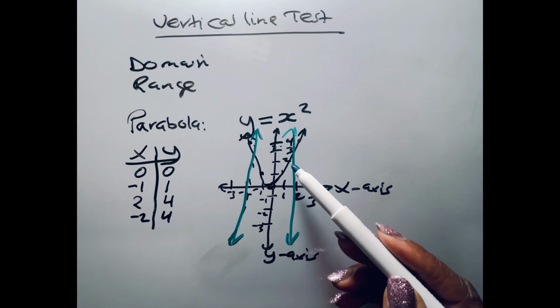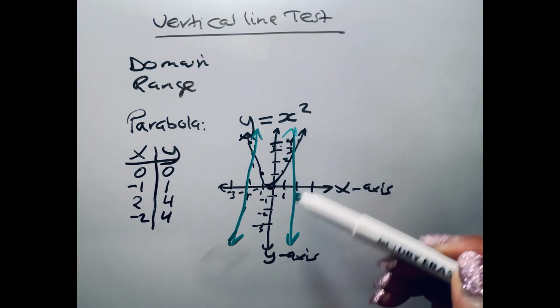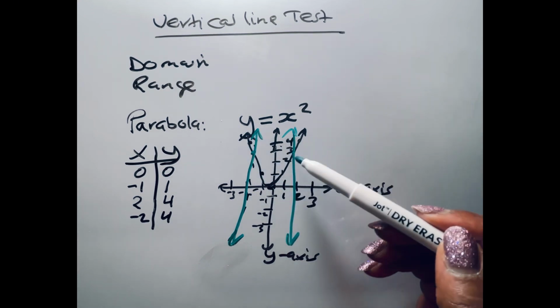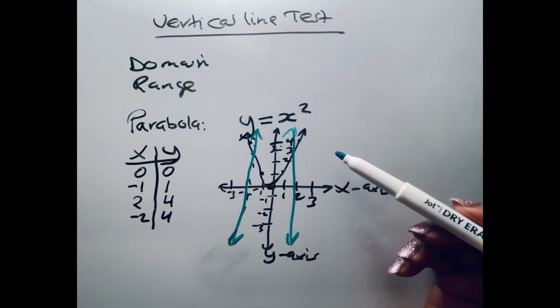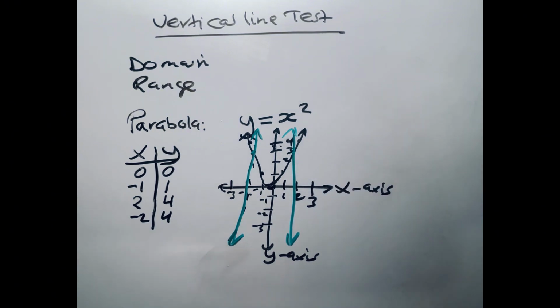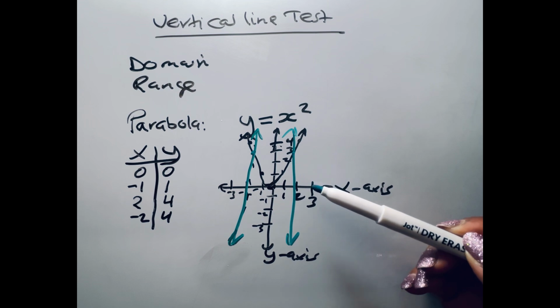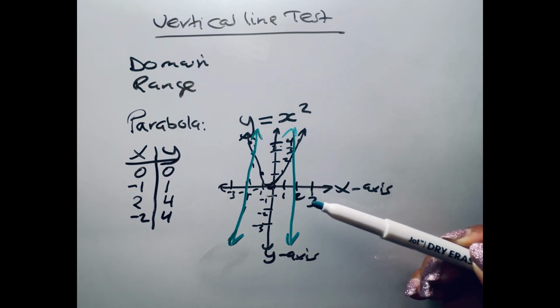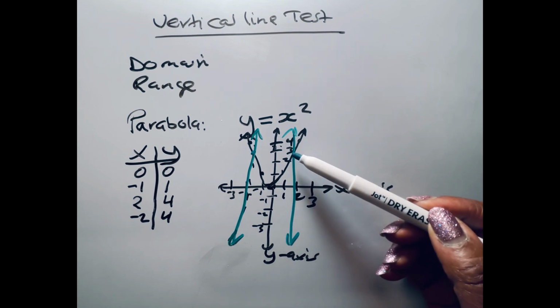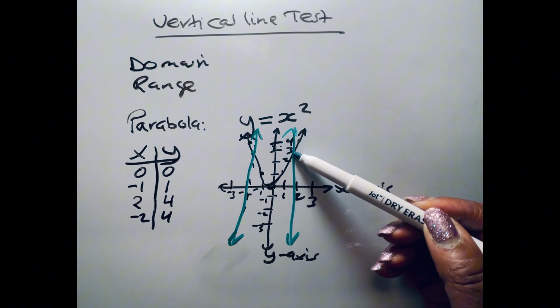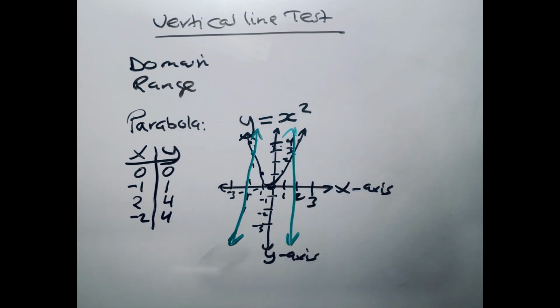If we draw vertical lines anywhere on this graph, if it crosses at more than one point, then it's not a function. Our vertical lines do not cross the graph at more than one point, so no vertical lines intersect the graph more than once. So this is a function.